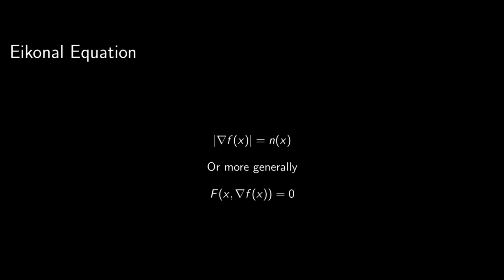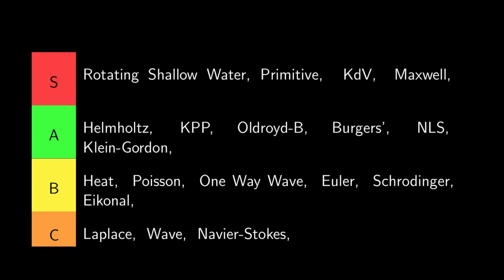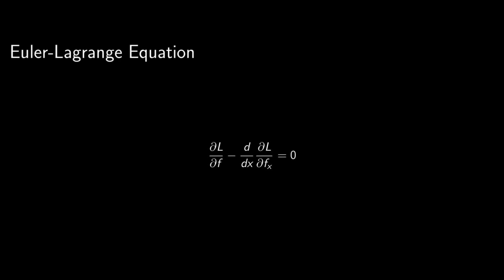Eikonal. The eikonal equation might be the simplest looking equation on this list, but it is still pretty cool. It plays a key role in wave propagation and snuggles nicely into the WKB method of asymptotic analysis. It's probably the most underrated equation on this list, but it doesn't do a lot to stand out, so I'm putting it in B tier.